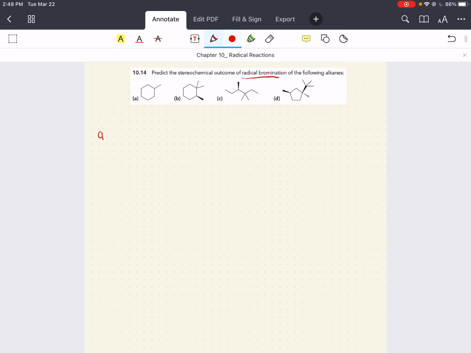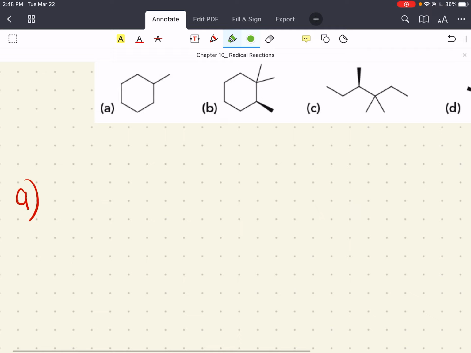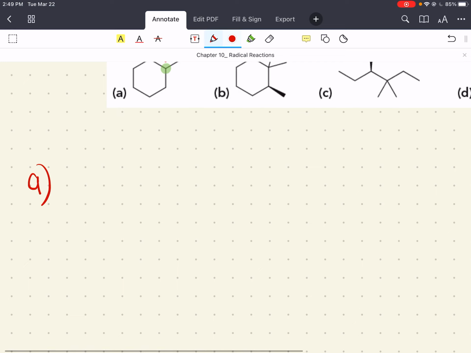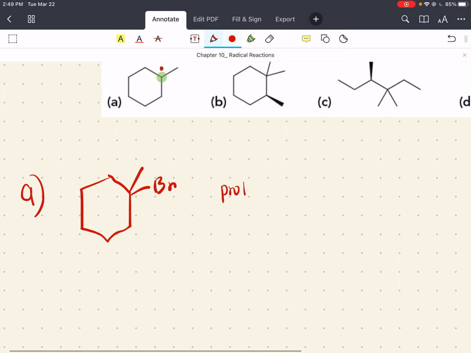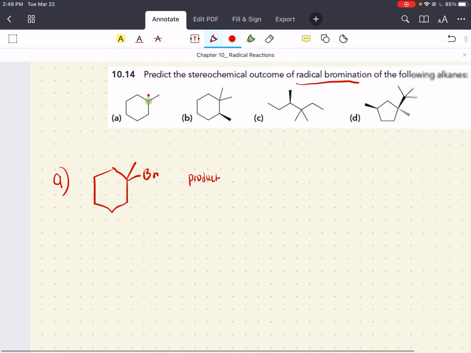So A is easy. All right, here we have a place that if we abstracted a hydrogen, we would form a tertiary radical. And that's where our bromine is going to be added. Now, when we add a bromine there, do we have a chiral center? No. So we're not going to get a racemic mixture. And also, there are no other chiral centers in this molecule. So this is our product, all right?